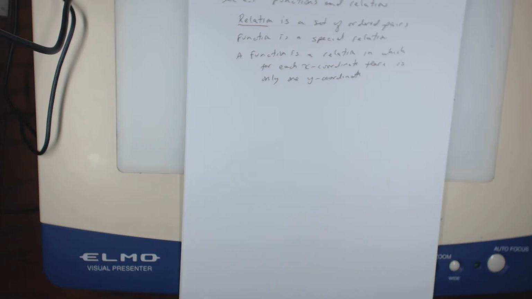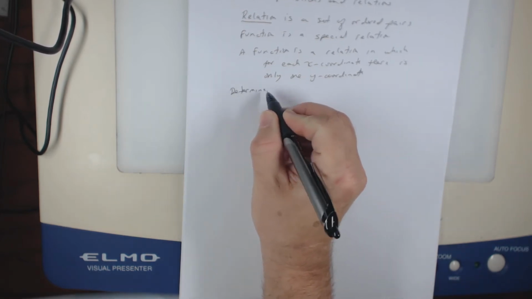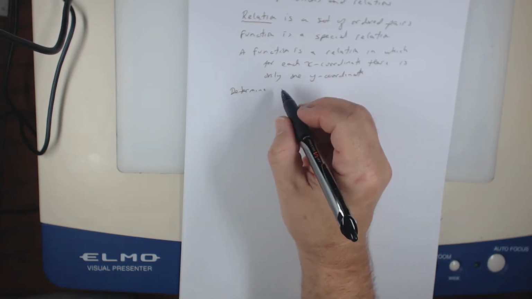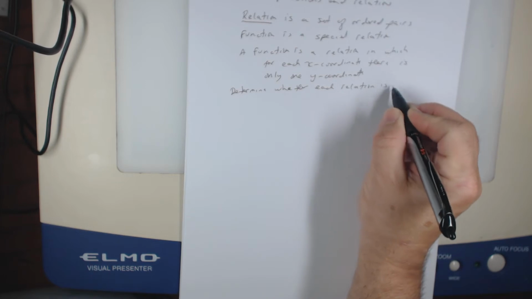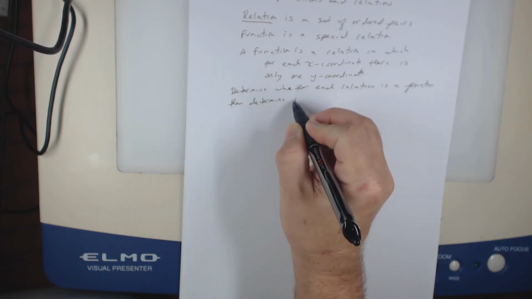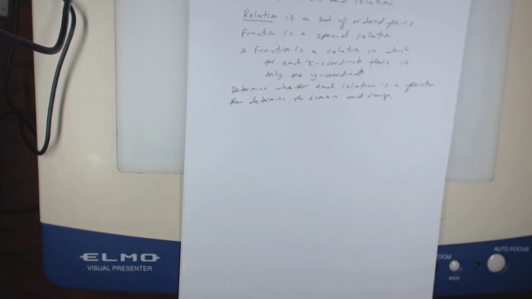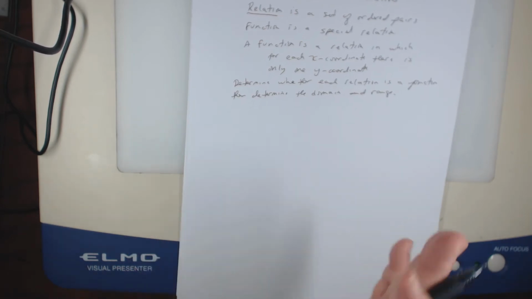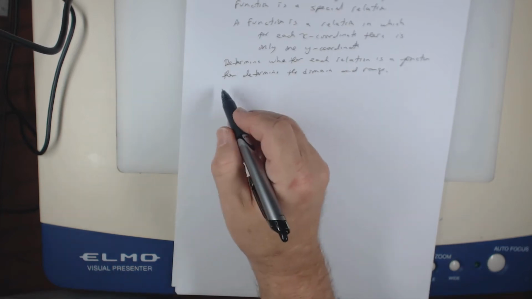So let's look at some examples with this. So we're going to start out with these kinds. Okay, determine whether each relation is a function, and then determine the domain and range. So the domain we talked about, that's a set of which coordinates? X, and the range is a set of y coordinates. All right, so here's number one.